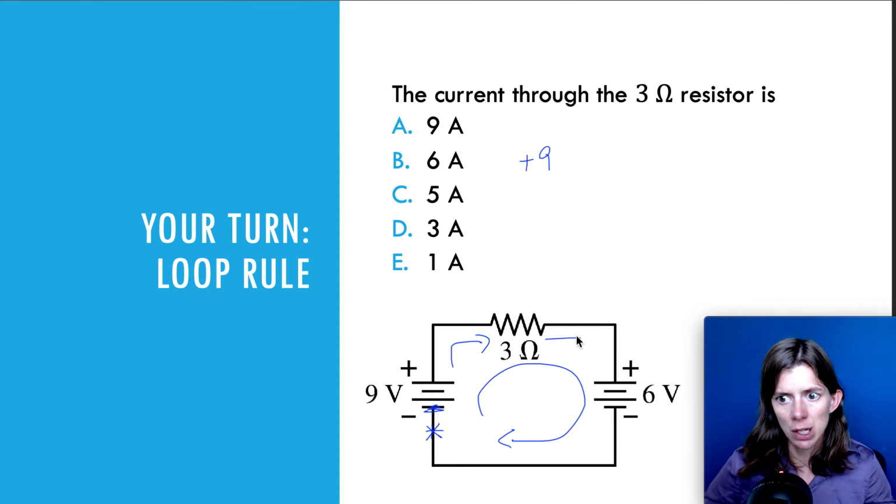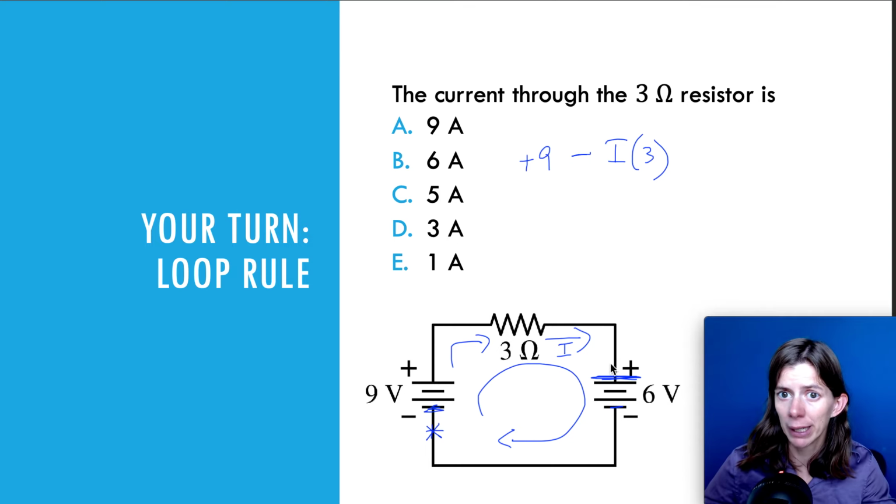So the current is going to go to the right through our resistor. So as I'm going across my resistor, I'm going to the right in the same direction as the current. So it's going to be a drop: minus I times R. We don't know what the current is, but the resistor is 3, so minus I times 3. And then we go across this 6-volt battery. We're going from a positive terminal to a negative terminal. Is that a drop or a gain? That is going to be a drop because we're going from a high voltage to a low voltage. So minus 6 volts. And then we're back to where we started.